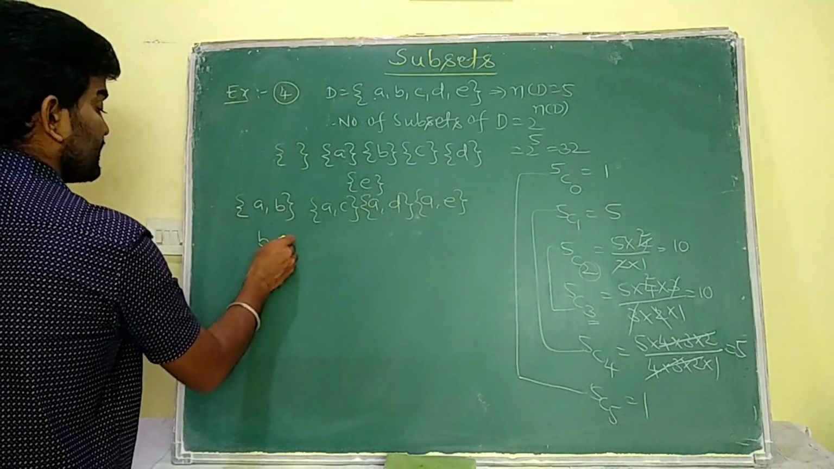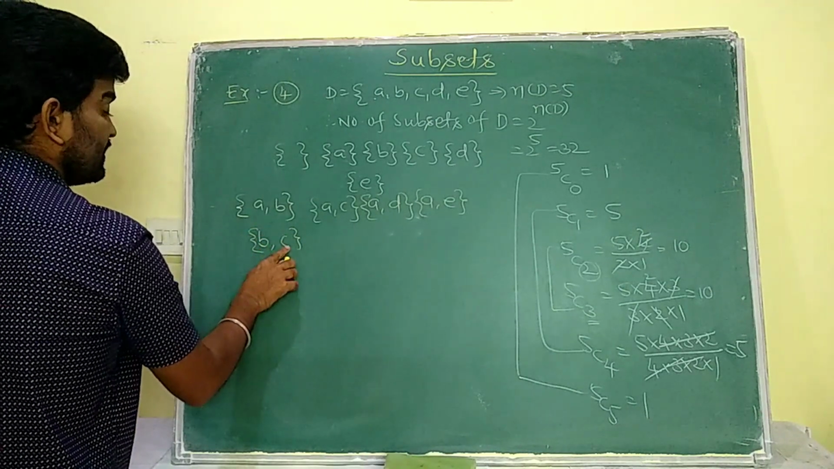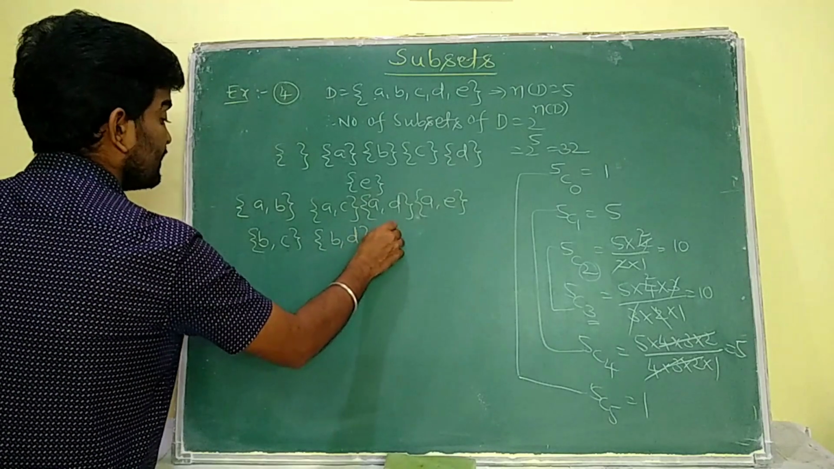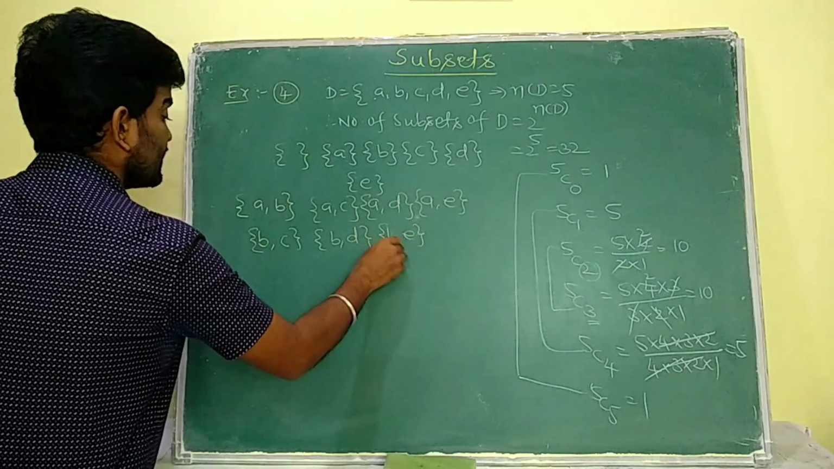Fix the second element as B. Next, third element, see. Here the second element is C. With C the next combination is D. With C the next combination is E.